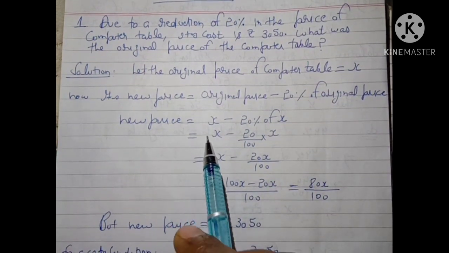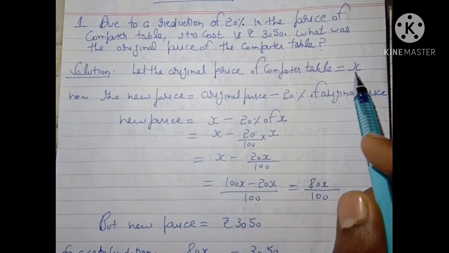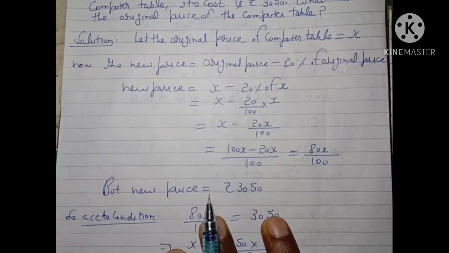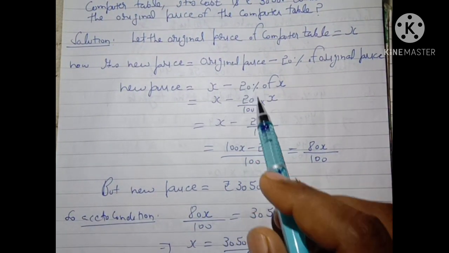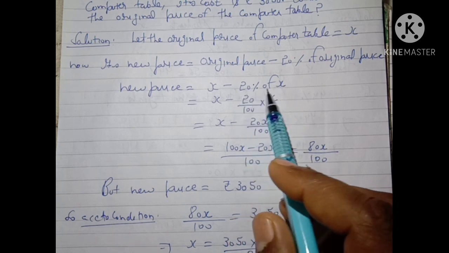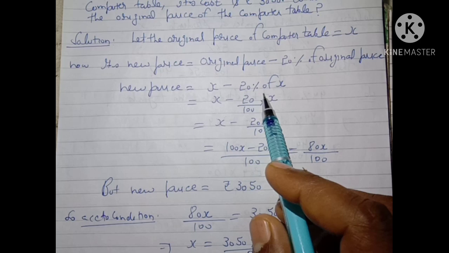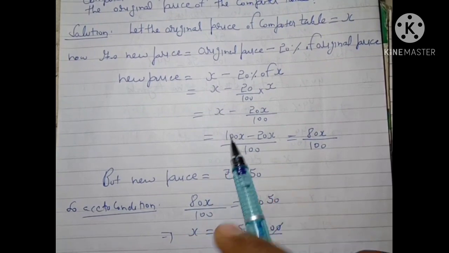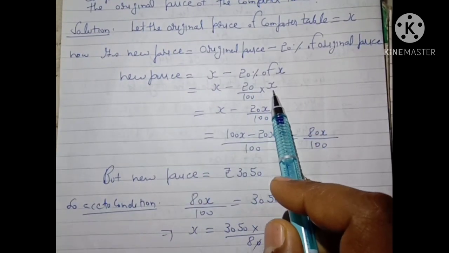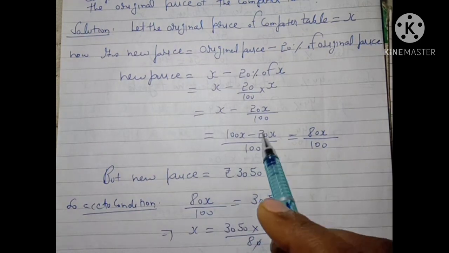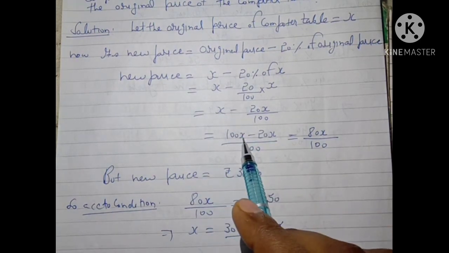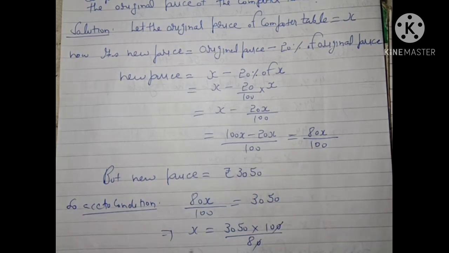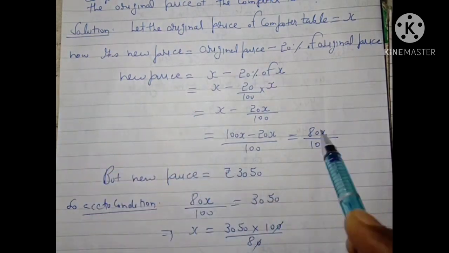So the new price is equal to the original price we had just supposed, that is x, minus 20% of the original price, meaning 20% of x. Next you can see x minus 20 over 100 into x. In my previous video I explained that 20% of x means 20 over 100 into x. Next, x minus 20 into x is 20x over 100. Now you have to take the LCM: 100 into x is 100x minus 20x over 100, and after subtraction it becomes 80x over 100. And this is the new price of the computer table.